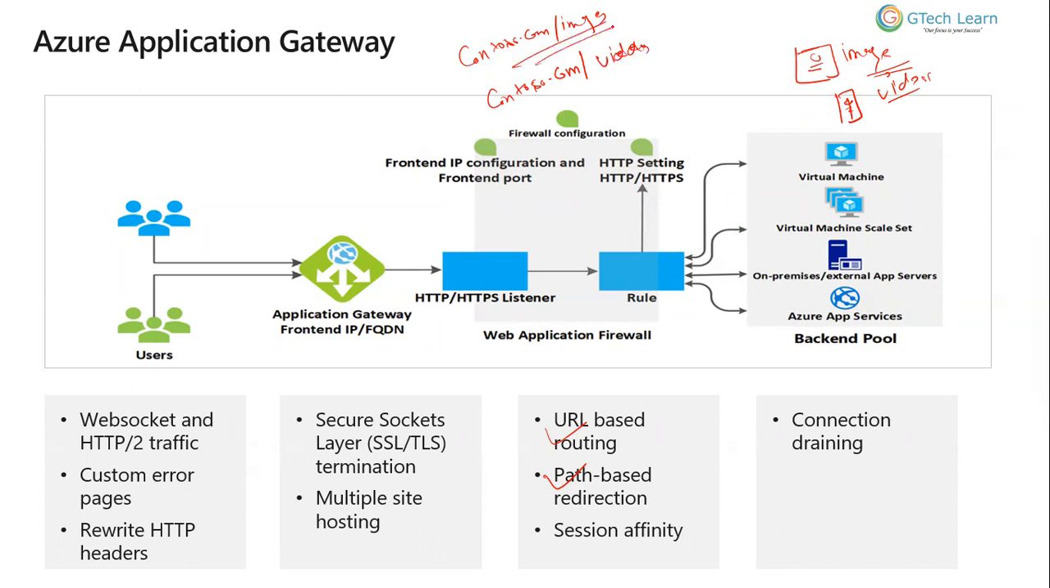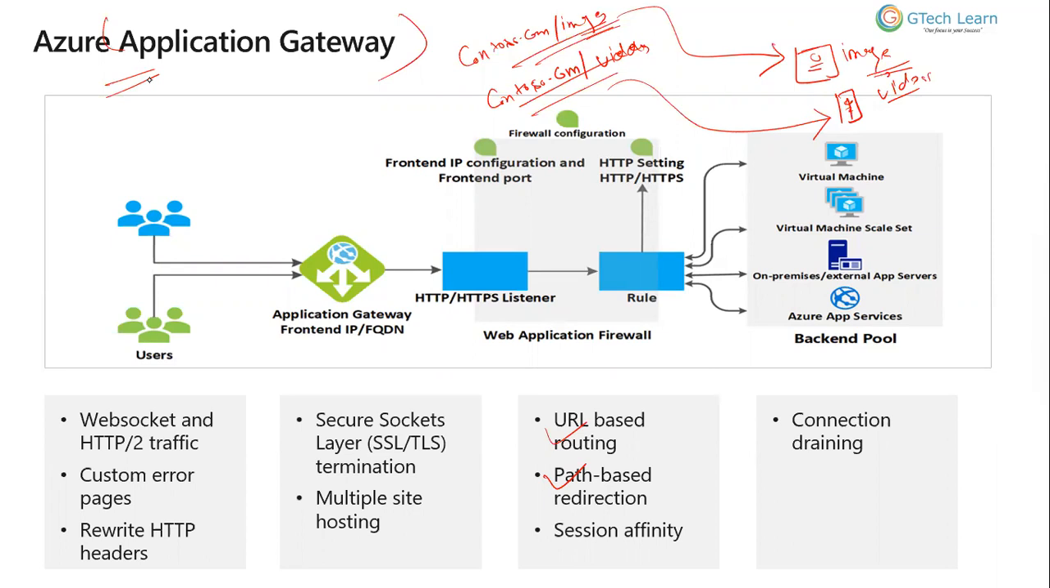So if the URL has images in it, then the traffic will be redirected to the images server. And if that URL contains videos, then that traffic is redirected to the video server. That is something we can configure by using the Azure Application Gateway, and we can create path-based redirection or URL-based routing.